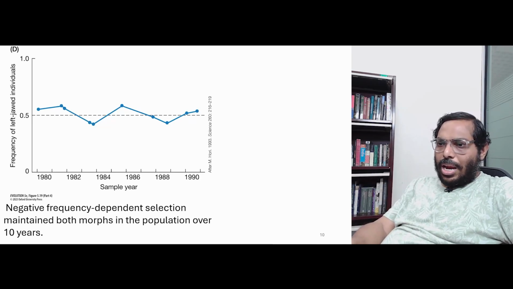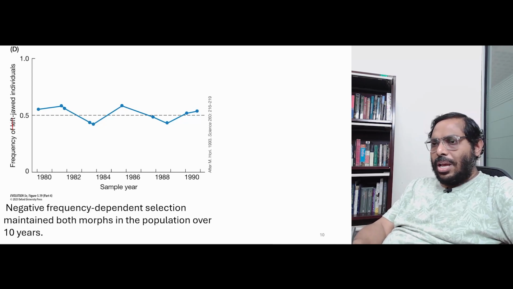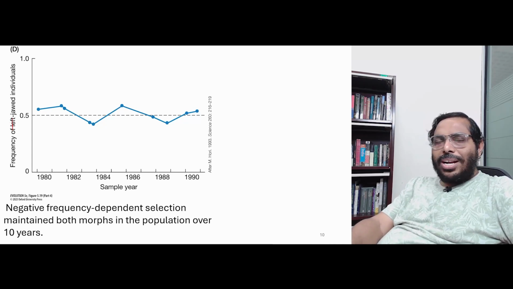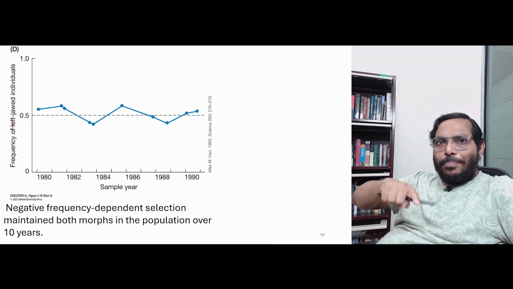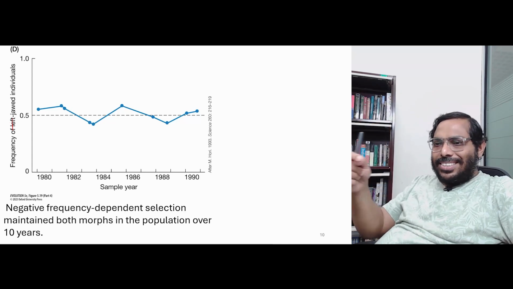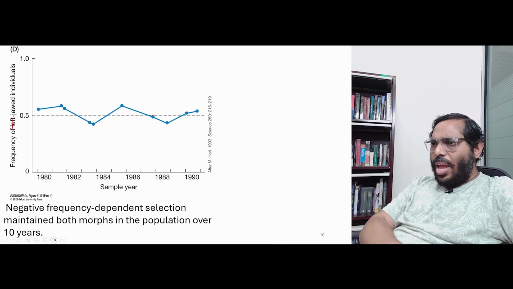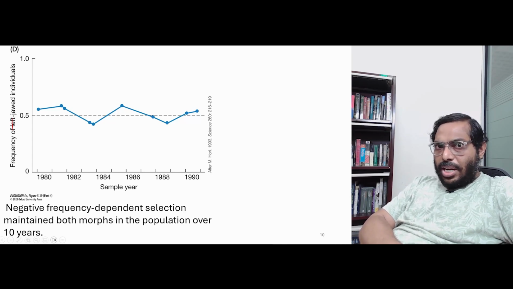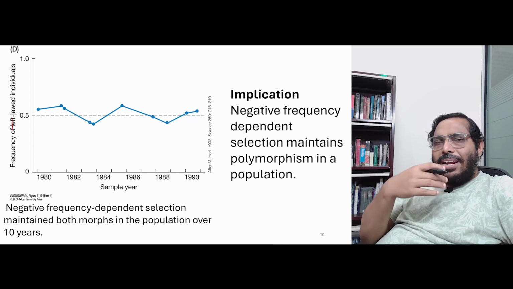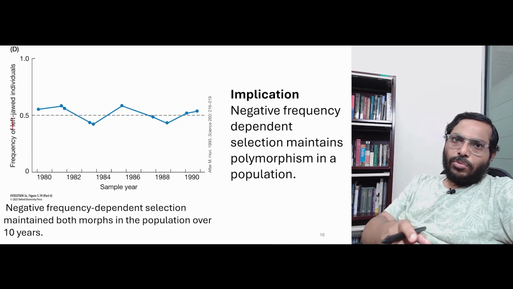So, turns out that they actually ended up looking at the relative frequency of these two morphs over time. So, here on the y axis they are showing the frequency of the left jawed individuals, and you can see that over time the frequency is just going up, down, up, down, up, down, exactly the way you predict that it should happen. Okay. So, this is a situation, negative frequency dependent selection, which ends up maintaining polymorphism in a population. Why is that so?